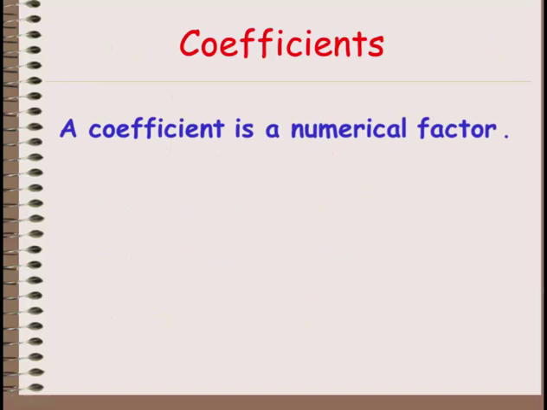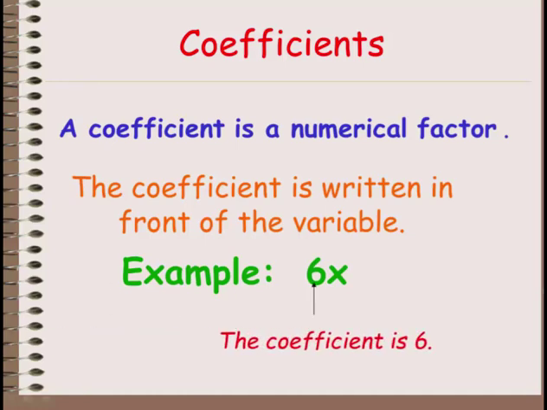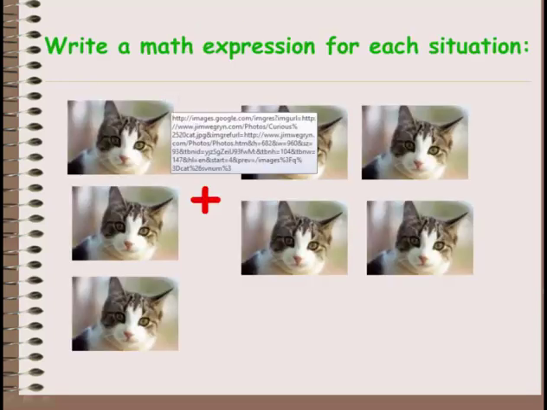Coefficients. A coefficient is a numerical factor. So coefficient is a fancy word for factor. The coefficient is written in front of the variable. So numbers come first, then letters of the alphabet. The example, 6x. 6 is the numerical coefficient. X is the algebra, or the variable. So 6 is the numerical coefficient of the term 6x.